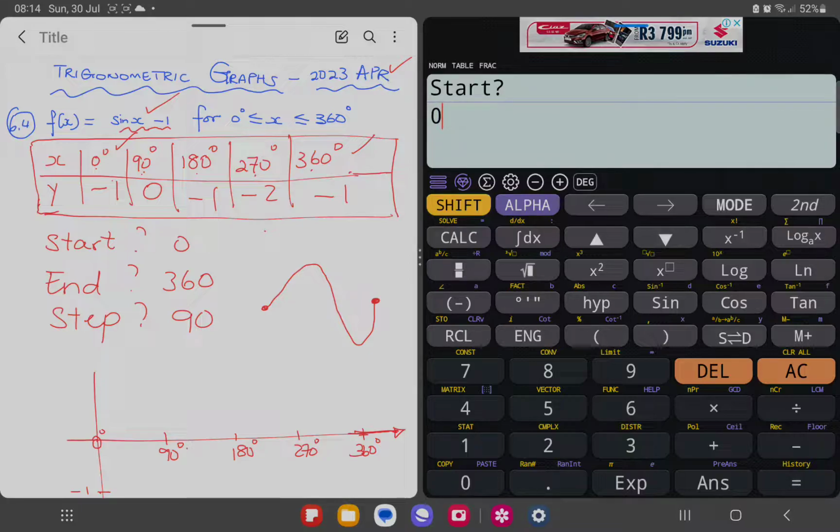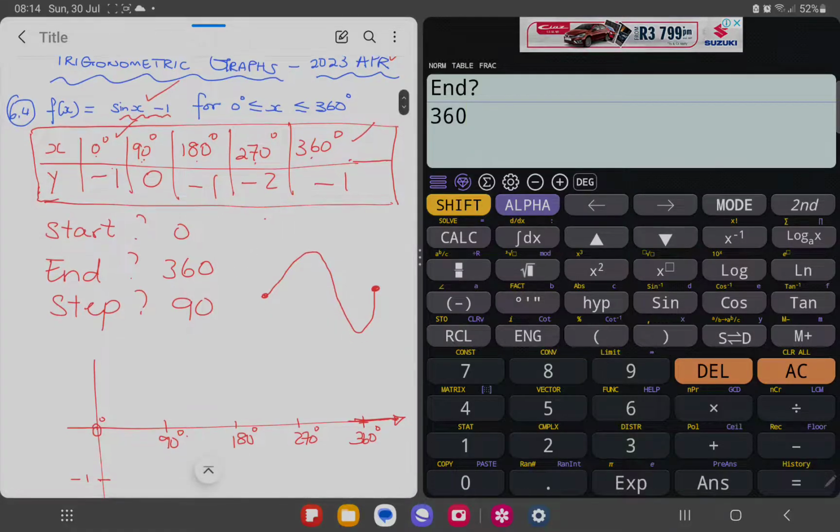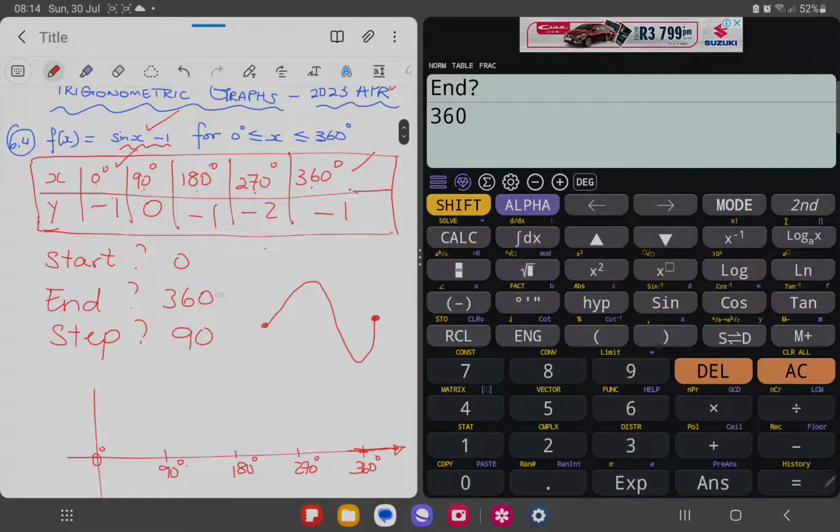Then it's going to ask what is the starting point. Your starting point is 0. If the 0 is not returned, you must rewrite it, because most of the time other calculators will say the starting point is 1. So if it says 1, you just ignore that 1, then you press 0 as a starting point. Then after that you press the equal sign, then it's going to ask the end. Your end is 360. After you have pressed the end 360, you press the equal sign, and then it's going to ask your step.